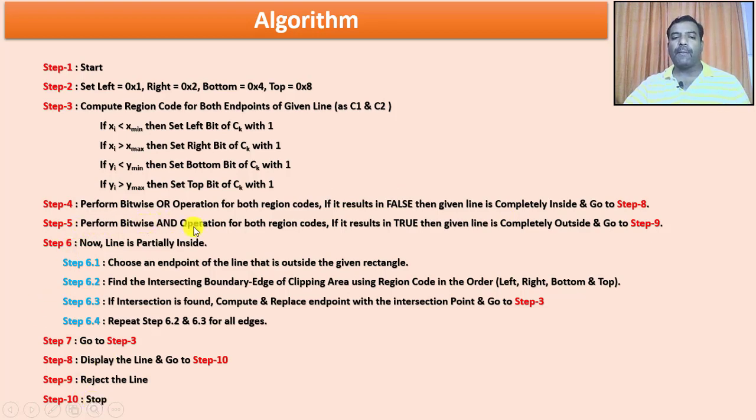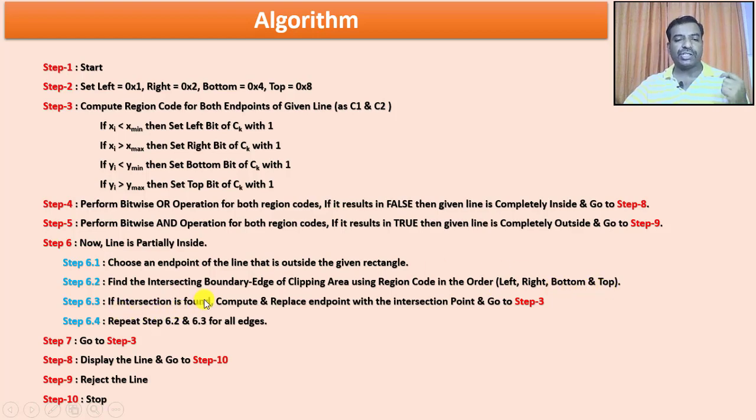If I perform the bitwise AND operation and the result is true, then the complete line should be rejected, and I go to step 9, reject the line and stop the operation. And if both conditions fail, I go to step 6, which is the case 3. That is, the line is partially inside, so choose the endpoint of the line that is outside the given rectangle clipping region. You pick any one. I pick one region code and find the intersecting boundary edge by comparing in the order left, right, bottom and top.